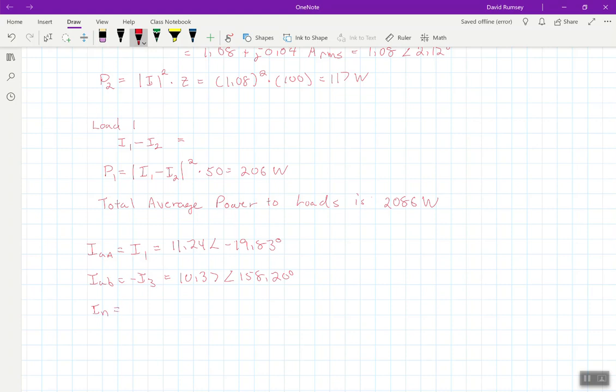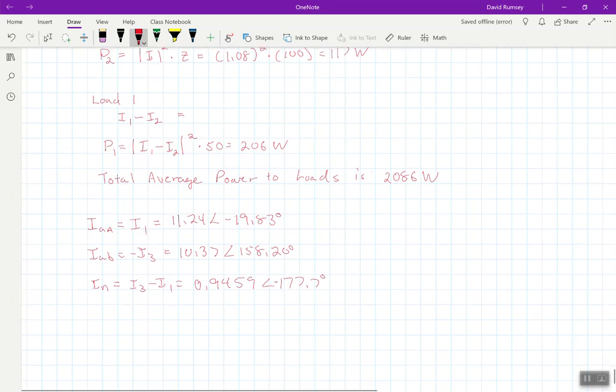And then my neutral line, if I do the subtraction of I3 minus I1, what I wind up getting here is 0.9459 at an angle of negative 177.7 degrees. Okay, so those are the three currents here.